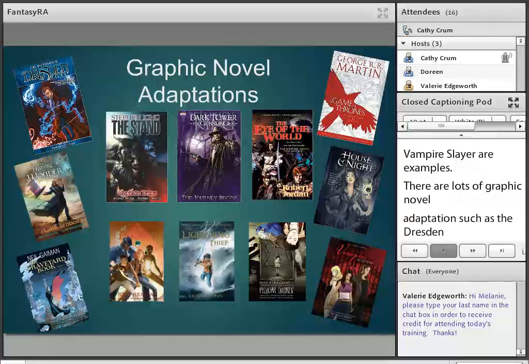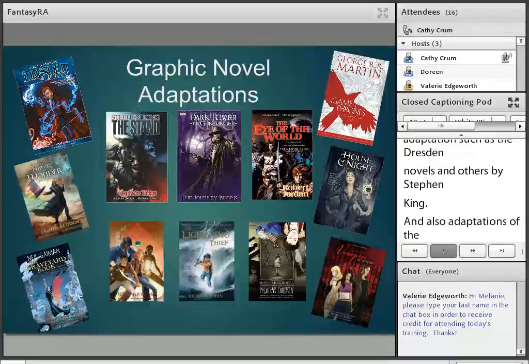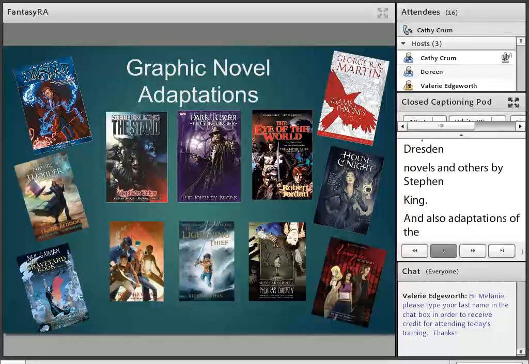Novels based on the card game Magic: The Gathering and the TV show Buffy the Vampire Slayer are also good examples of expanded universe fiction.